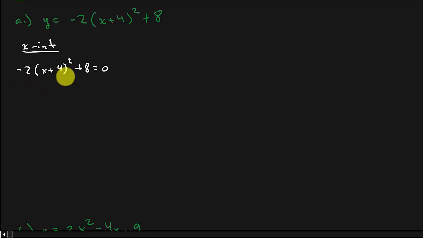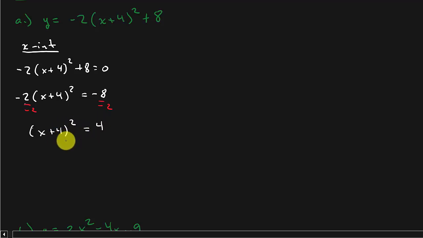And so you've solved this before, okay? In the college algebra class, you've done this. So let's move the 8 over. So I get negative 2 times (x plus 4) squared equals negative 8. And then I'm going to divide both sides by negative 2. I'm just getting this squared part by itself. So let's divide both sides by negative 2. And so that's going to give me (x plus 4) squared equals 4.